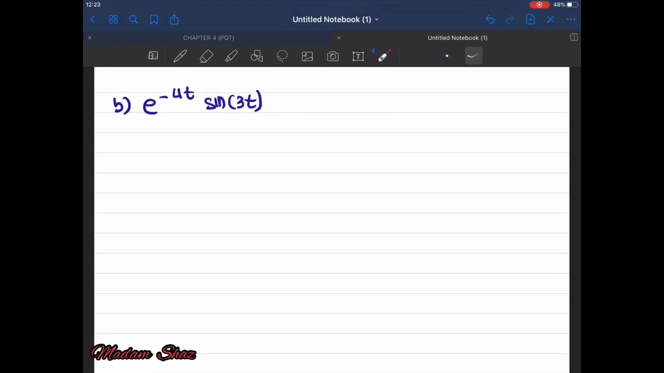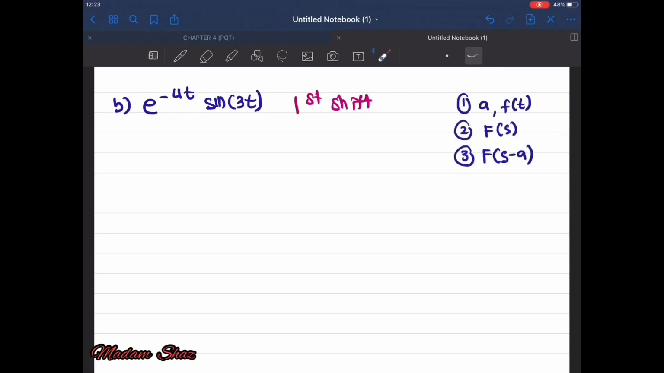So for the next question, we have e to the power of negative 4t multiplied with sine 3t. So an exponent multiplied with another f(t). This one we also have to apply the first shift. So this is the step for the first shift. The first step, you have to determine the a and f(t). So a is equal to negative 4, from the exponent negative 4t. So our new f(t), which is any other function except the exponent, is sine 3t.